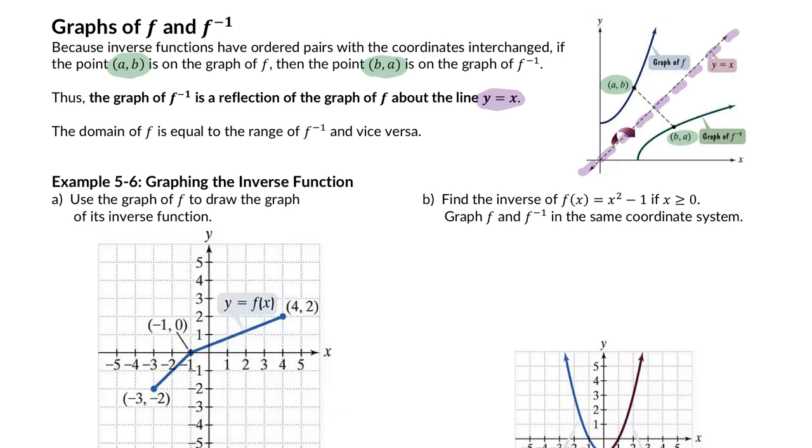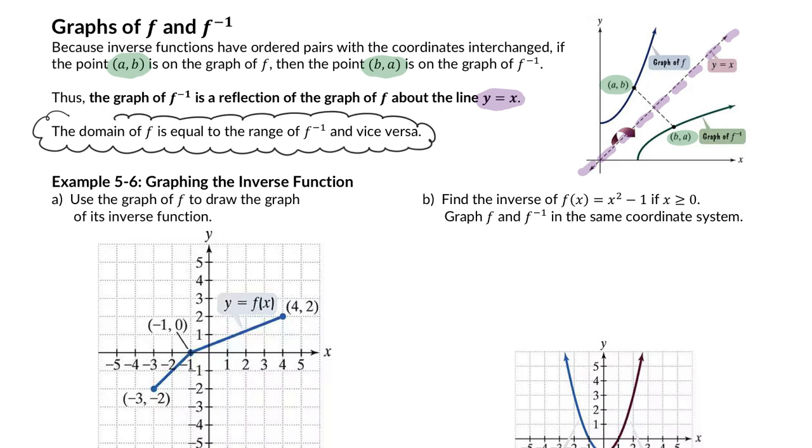One more note for us today, because we said we are switching the x's and y's, and x's are domains, and y's create the range, we also know that we can switch the domain and the range to create the domain and range of f inverse. So the domain of f is equal to the range of the inverse, and the range of f becomes the domain of the inverse. Switch the x's and y's, you switch the domains and ranges.